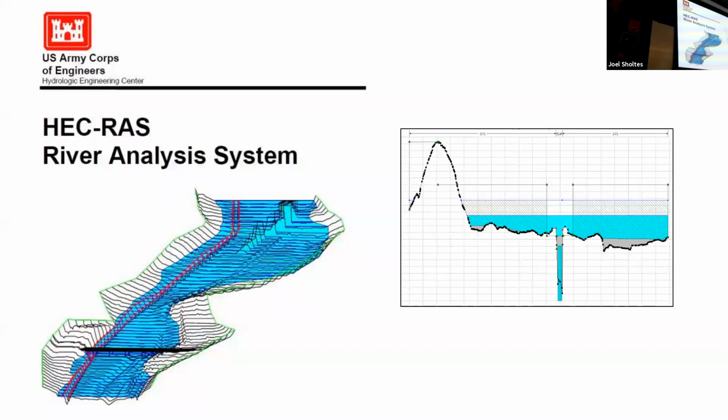So HEC-RAS, River Analysis System. RAS is the important component of that. HEC is the Hydrologic Engineering Center. They make a lot of different software out there. They make reservoir optimization software. They make hydrology software for predicting peak discharge and hydrographs. They do a lot, and RAS has been around.